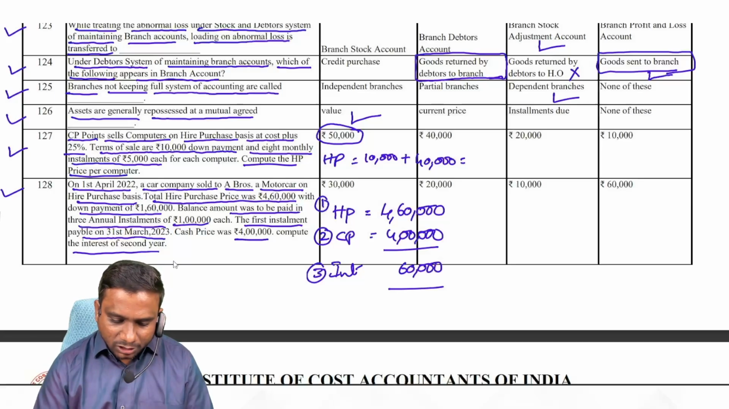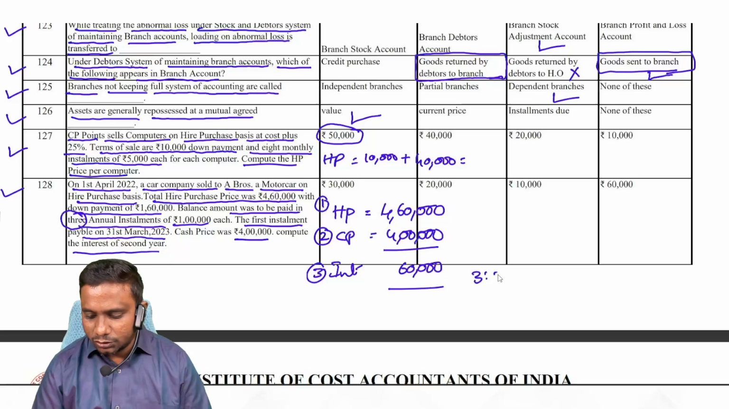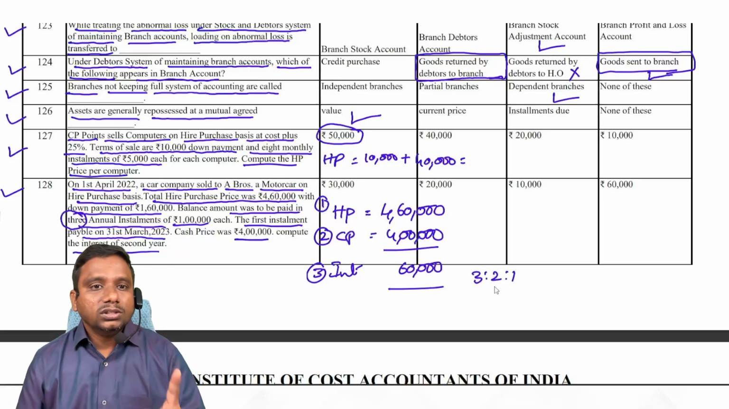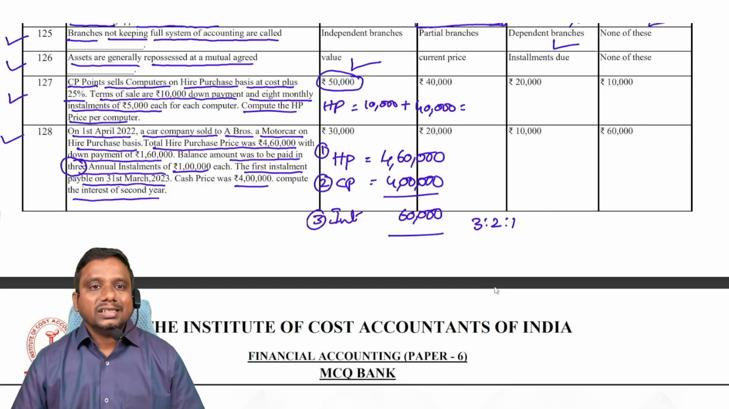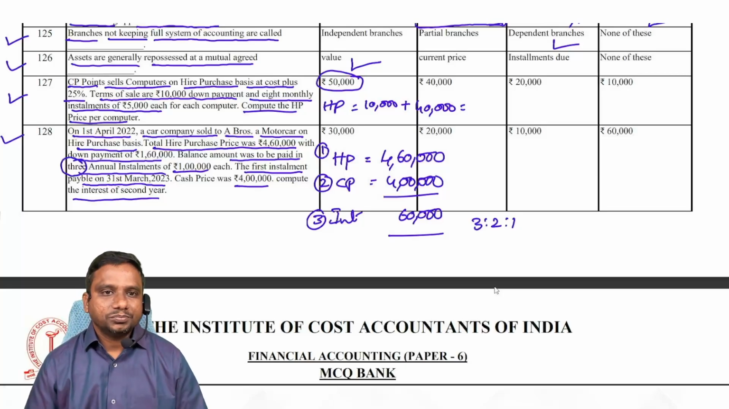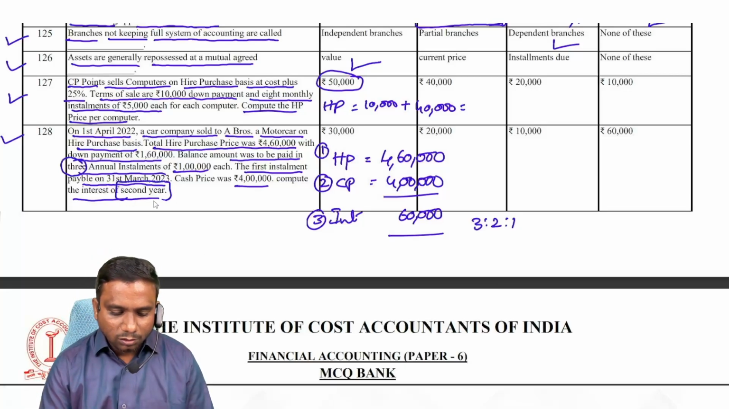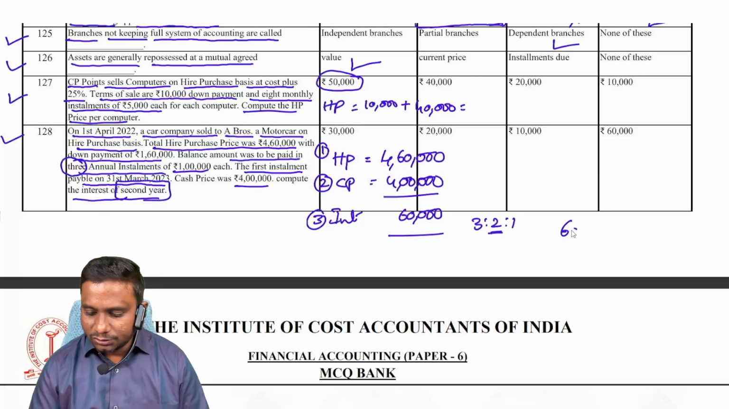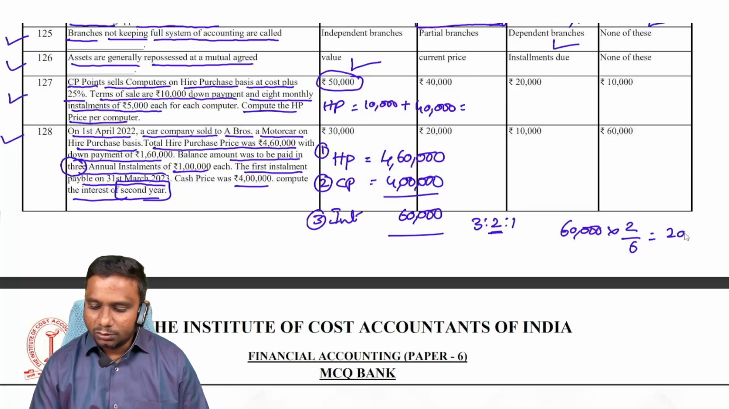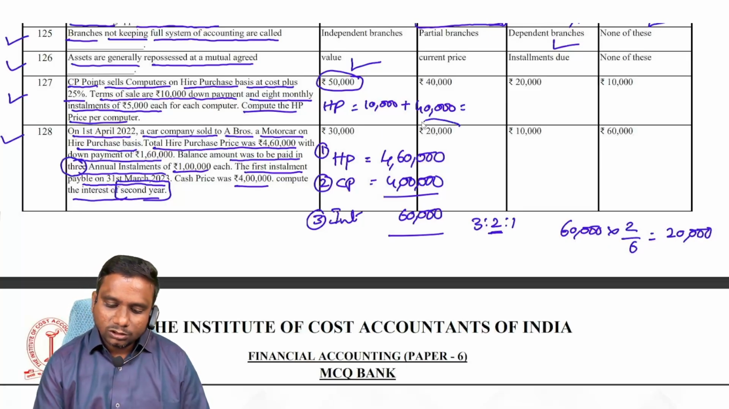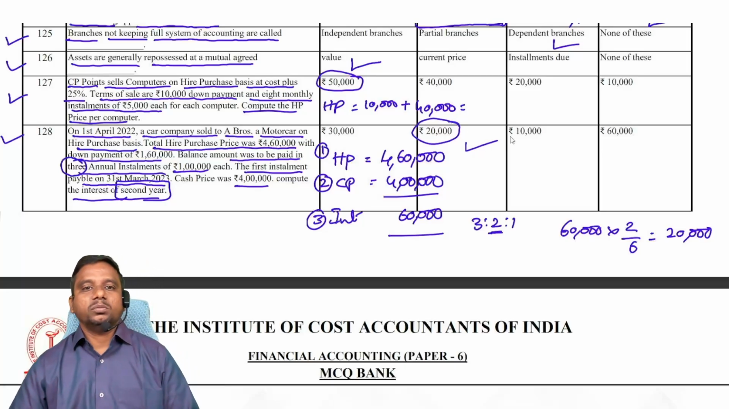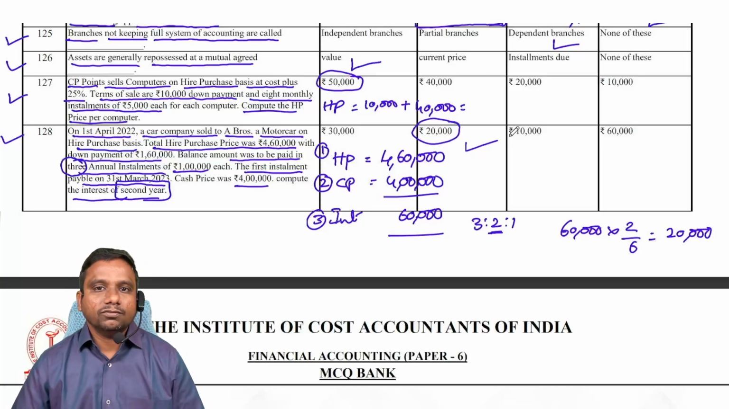Total how many installments do we have? 3 installments. So the ratio is 3 is to 2 is to 1. Now they are asking interest on second installment. Interest on second year means second installment. Simple. How much? 60,000 into 2 by 6, 20,000 rupees. 20,000 rupees interest is there in the second installment. Very, very important question. We can expect this question in the exam.